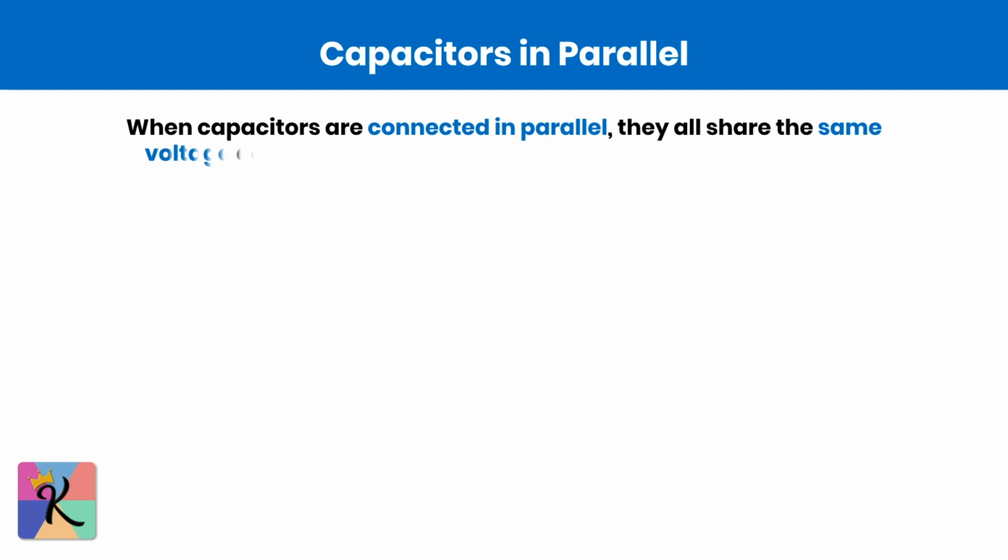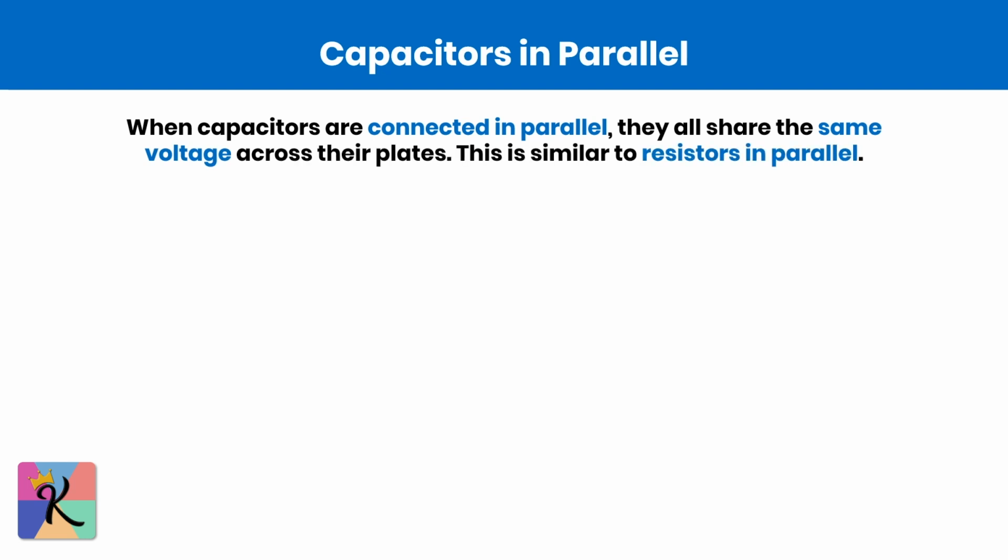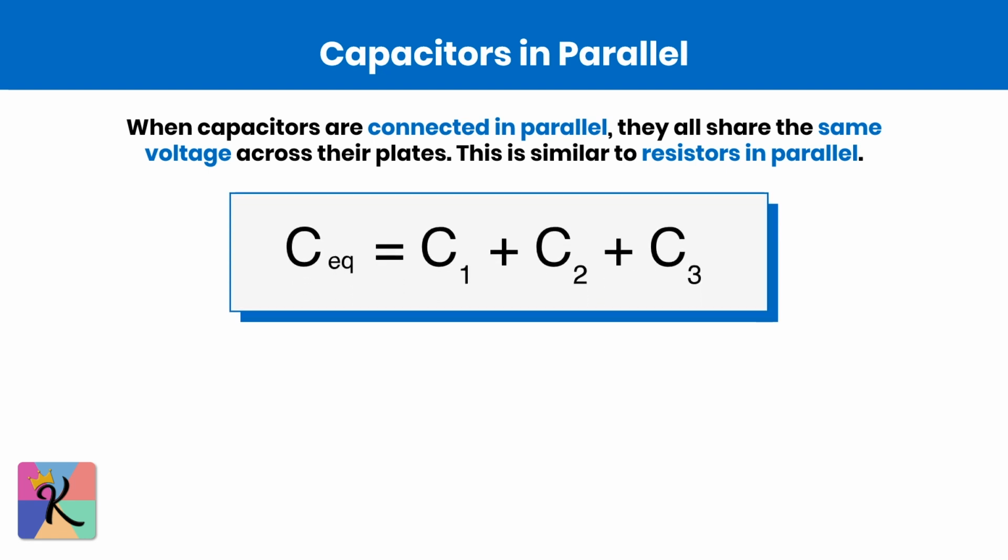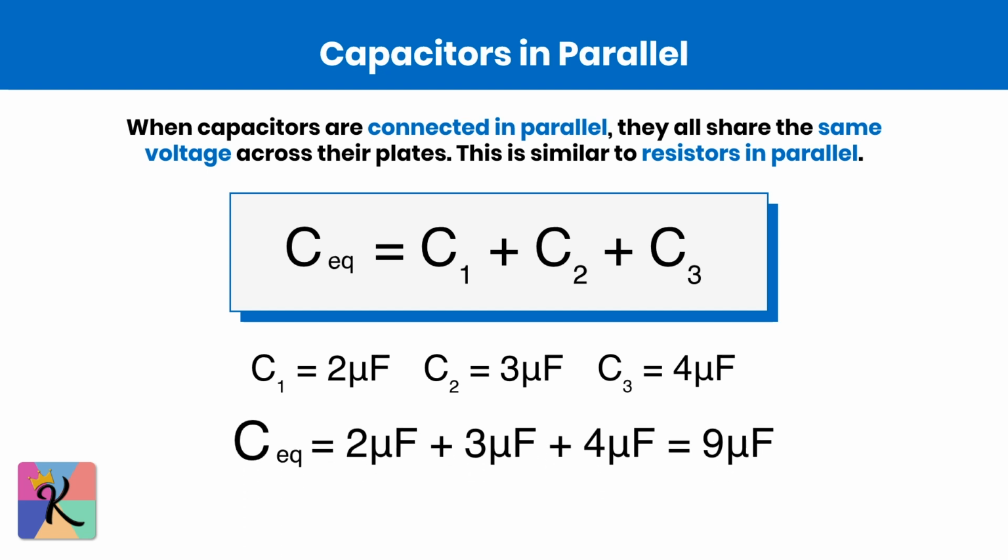Capacitors in parallel. When capacitors are connected in parallel, they all share the same voltage across their plates. The total, or equivalent capacitance, is simply the sum of the individual capacitances. For example, if you have capacitors with values of 2 microfarads, 3 microfarads, and 4 microfarads, the equivalent capacitance is 2 plus 3 plus 4, which equals 9 microfarads.